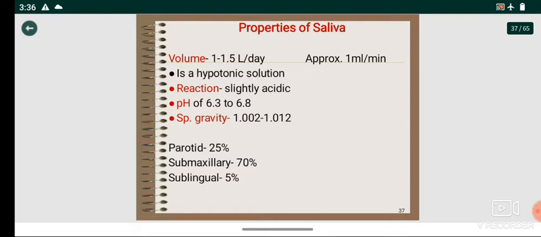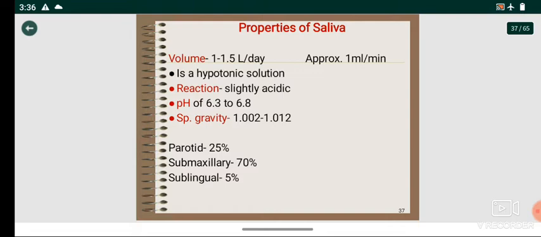So saliva, as we know, is the secretion from the salivary glands which gets secreted in the oral cavity, and it is the first juice which gets mixed with the food ingested, or we could say digestion starts very first from here after mixing of saliva with the food.